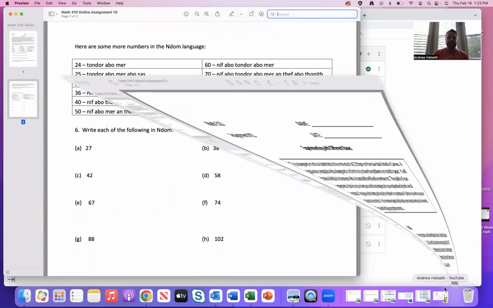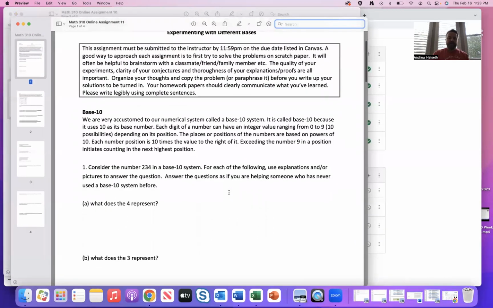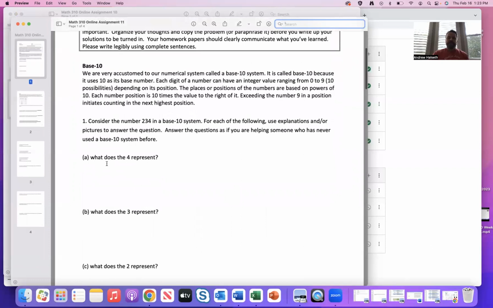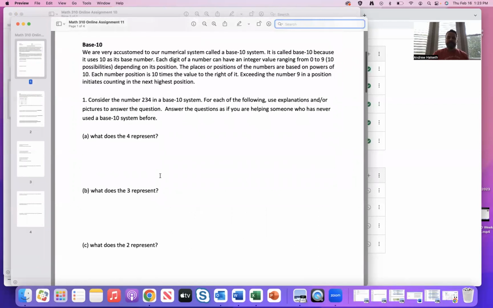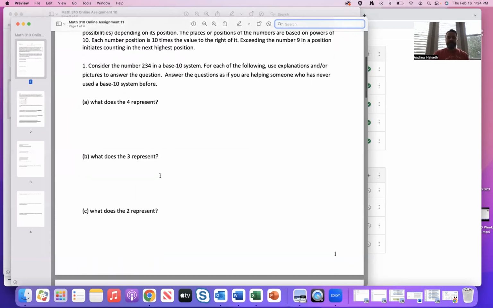Next, assignment 11 is more of the same. Now we're just looking at experimenting with different bases. Okay, so here's a more in-depth look at base 10. Consider a number like 234 in a base 10 system. Try to explain what those numbers mean, right? And explain it to somebody that maybe has never used a base 10 system before, right? Somebody that's not familiar with it, how would you explain it? So don't explain it to me that knows a base 10 system. Explain it to somebody that has never seen a base 10 system before. Clear explanations is what I'm looking for. I know you know what the number means. I'm looking for explaining it, okay?